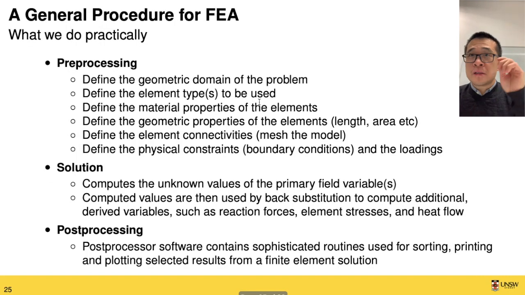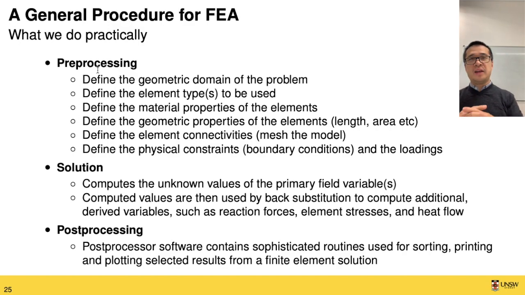Right? So now let's just look at the general procedure of finite element analysis. What are we actually doing, having talked about the principle behind it and the idea of shape functions? Typically in a finite element analysis, we will have 3 main steps. The first step is called pre-processing.